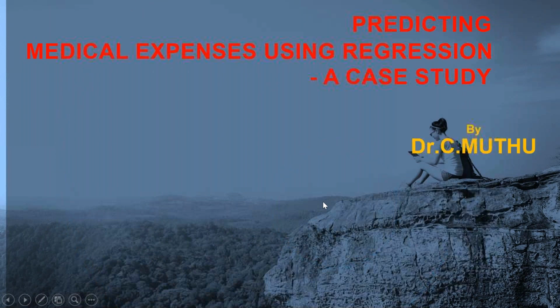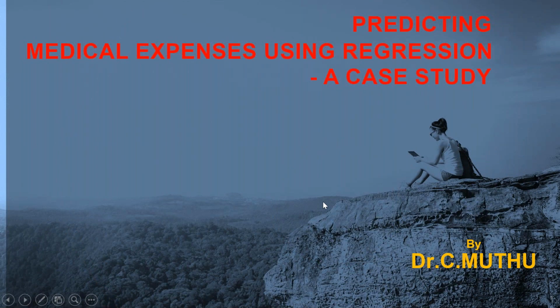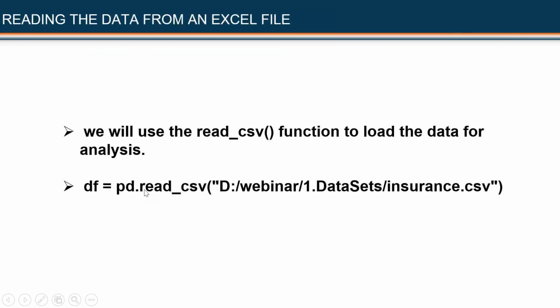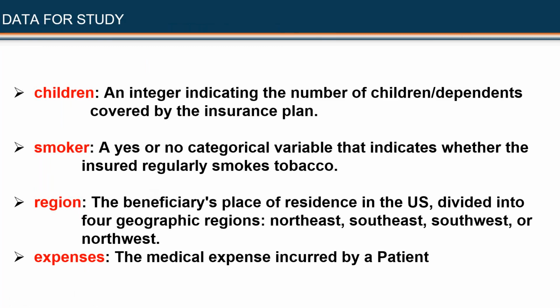Hi everyone. We have already discussed the first portion of this use case, how to predict the medical expenses. Now we are going to discuss the second part. See, all these variables are involved in this study: age, sex, BMI, children, smoker, region, expenses.